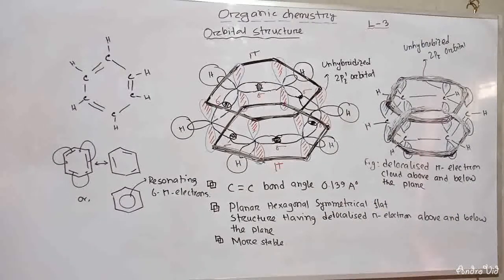I would like to say at the end of the topic that due to the presence of delocalization of the pi electron, the benzene ring becomes more stable. That's why it can undergo addition reaction and electrophilic substitution reaction, and the bond length is in between the carbon-carbon single bond and carbon-carbon double bond of the aliphatic compound. So the main point to be noted here: the structure of benzene is a hexagonal planar structure having delocalized pi bonding orbital above or below the planar structure.